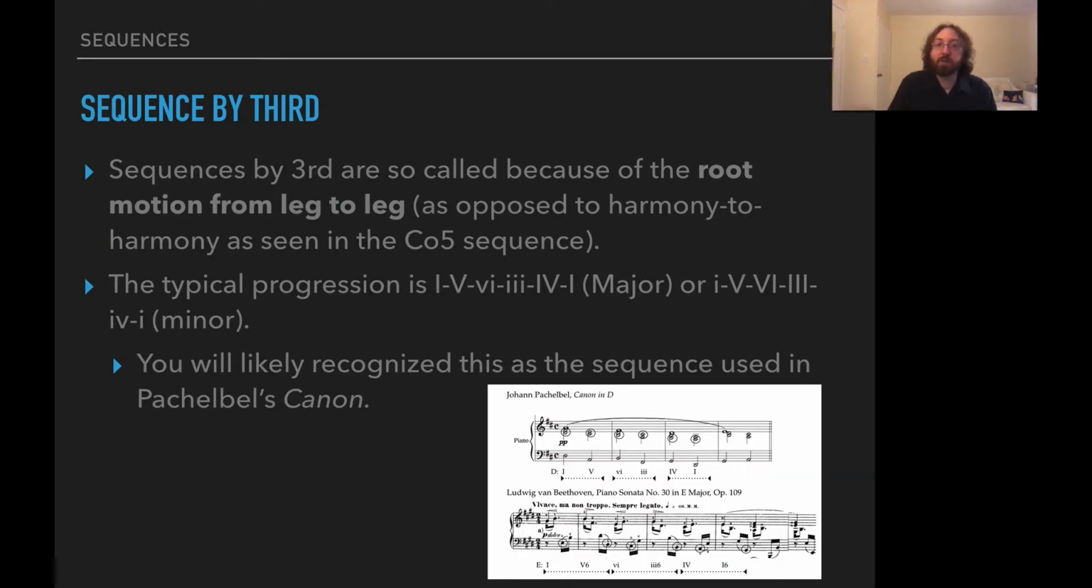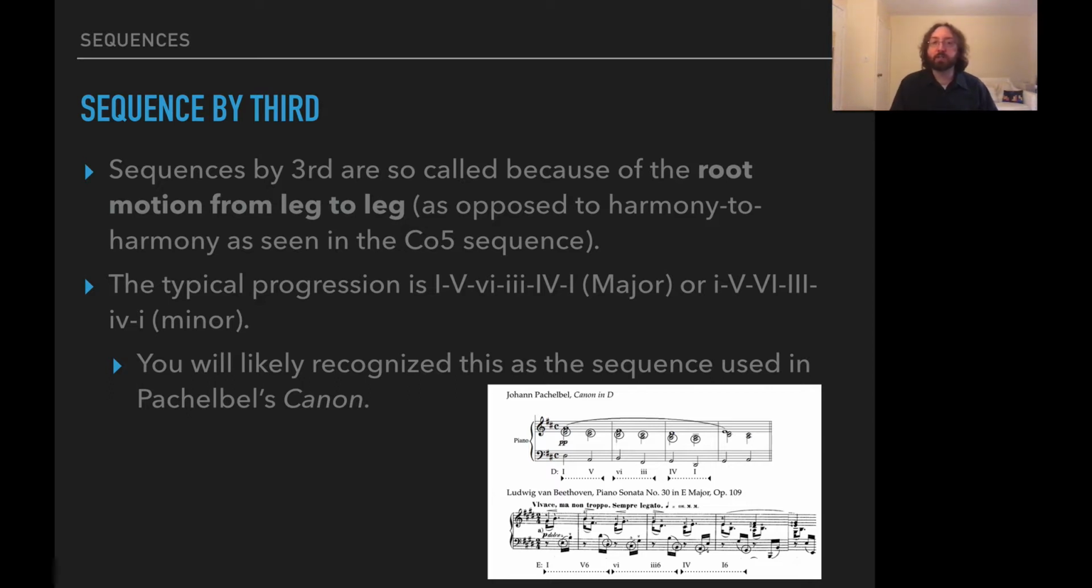Let's talk a little bit about sequence by third. Sequences by third are so called because of the root motion, not from chord to chord, so this one's different. This is about the root motion from leg to leg. When we were talking about the circle of fifths sequence, we were talking about chord to chord motion. Each chord is a fifth apart. Here, the title is referring to leg to leg.